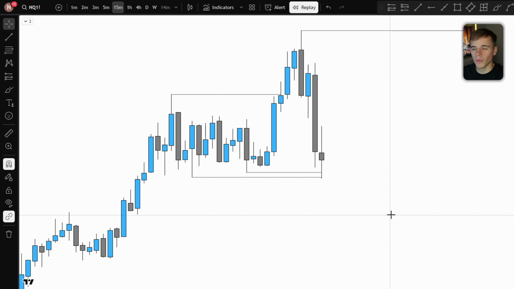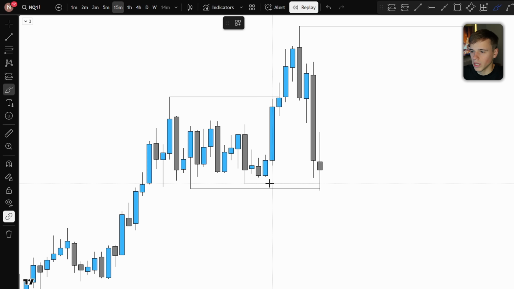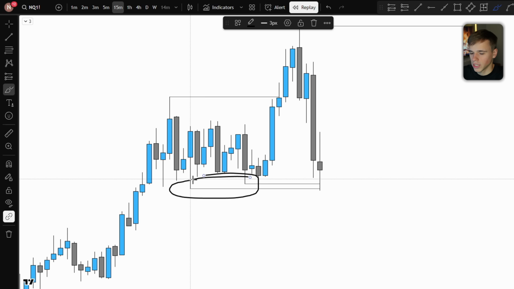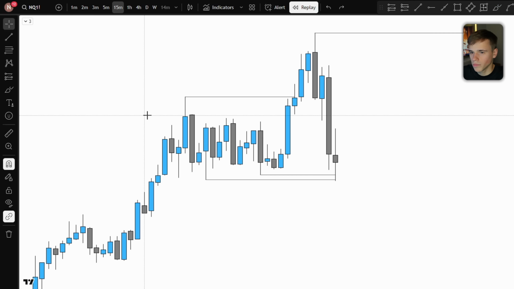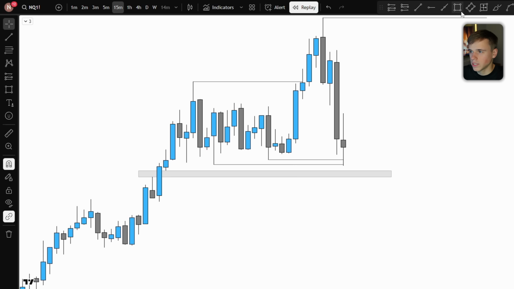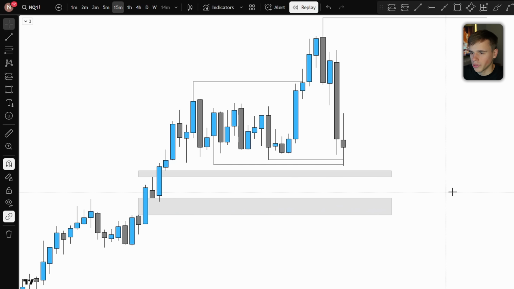The next thing we want to spot is an imbalance. Since we just swept liquidity to the downside, this liquidity right here, we want to see some kind of move towards the next liquidity, which is the one to the upside. So we need to spot all of the imbalances below the liquidity. This is an imbalance right here. You can see there is a hole in the market. It's pretty clear. Then the next imbalance is this one down here. So let's see what the market is actually going to do.